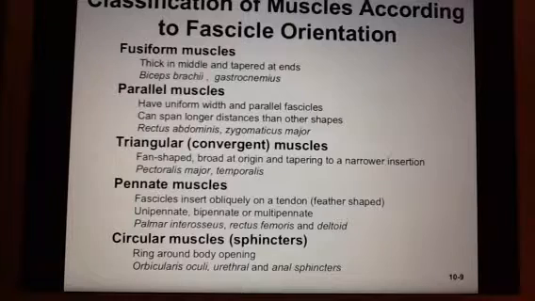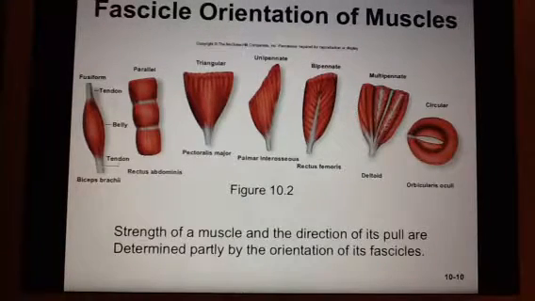And these names, we'll get to naming here in a little bit. You're probably like, oh my goodness, those are lots of words. But actually the naming is not too bad. So those are our different types of muscles.